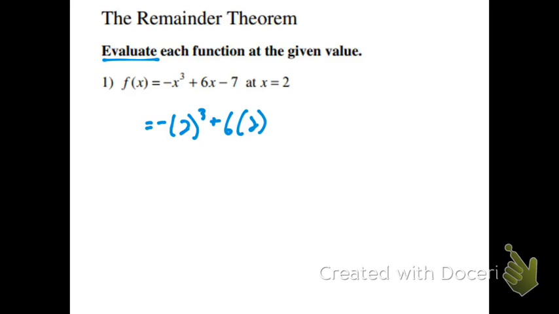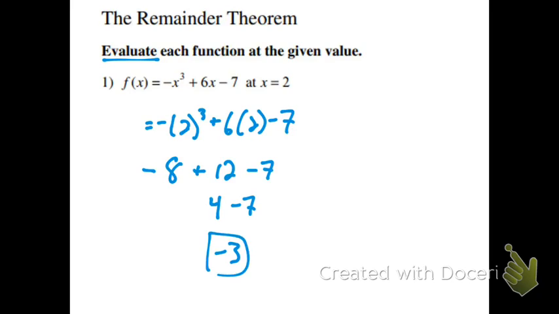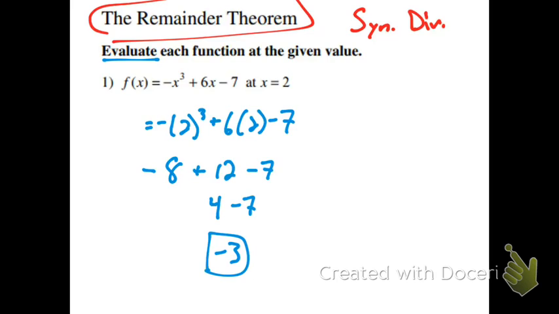and a 2 there, and you evaluate it, okay? So this would be the opposite of, now 2 to the third power is 8, 6 times 2 is 12, so negative 8 plus 12 is 4, and then 4 minus 7 is going to be negative 3. Now, that's for evaluating it by substitution. We're not doing that today. What we're going to be using today is synthetic division in the remainder theorem to evaluate, okay?